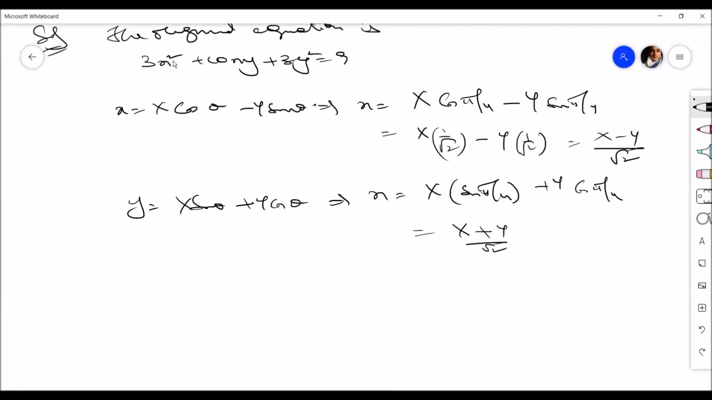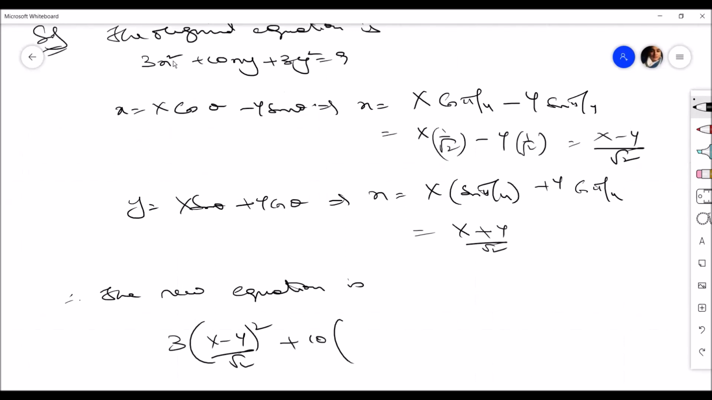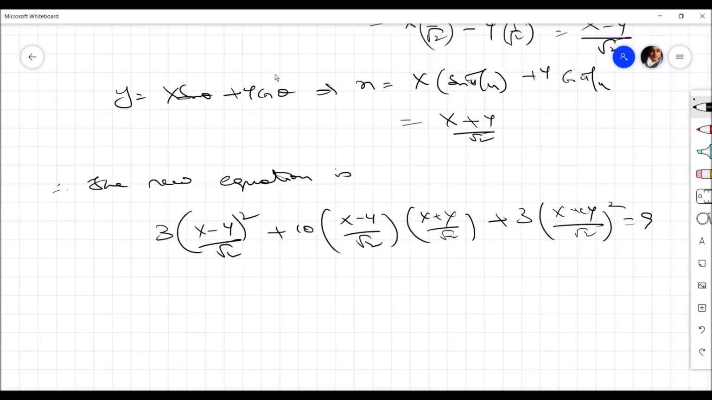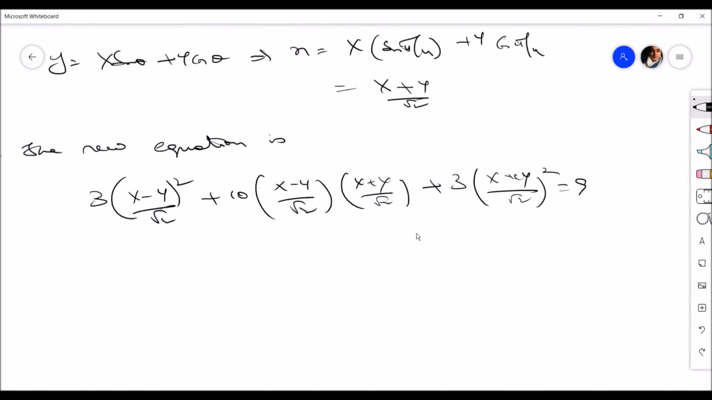That will give you, therefore, the new or transformed equation: 3 into capital X minus y by root 2 whole square, plus 10 into capital X minus y by root 2 into capital X plus y by root 2, plus 3 times capital X plus y by root 2 whole square, is equal to 9. So simple algebra from here.